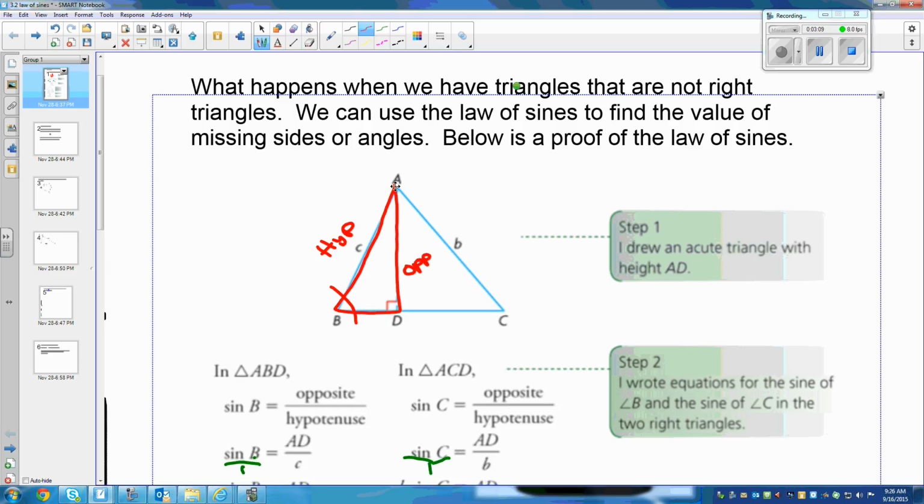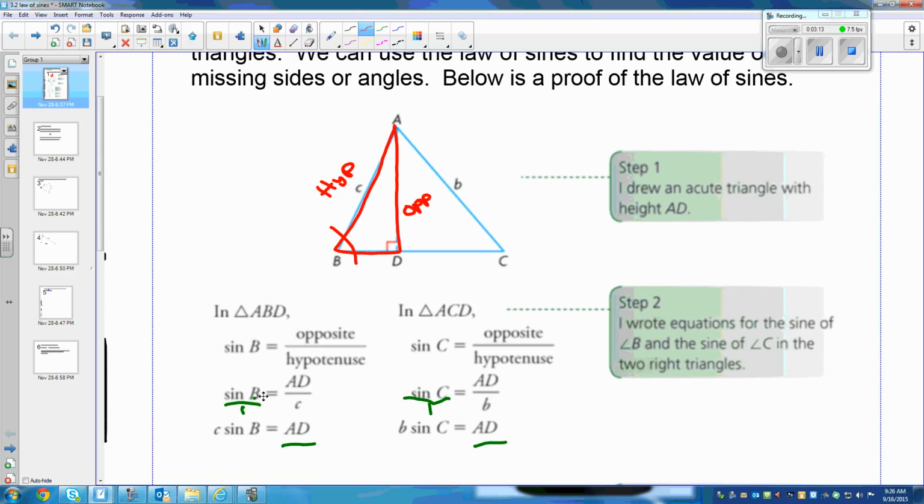So I'm going to fill into my formula here. Sine B is equal to AD, my opposite, over my hypotenuse side C. And I put it over 1, and I just cross multiplied, so I got C times sine B is equal to AD, the height of the triangle. We're going to do the same thing with the other triangle. So we're going to use sine like we used to with the other triangle.